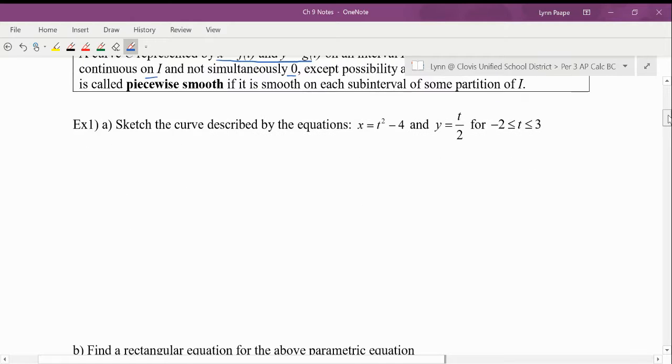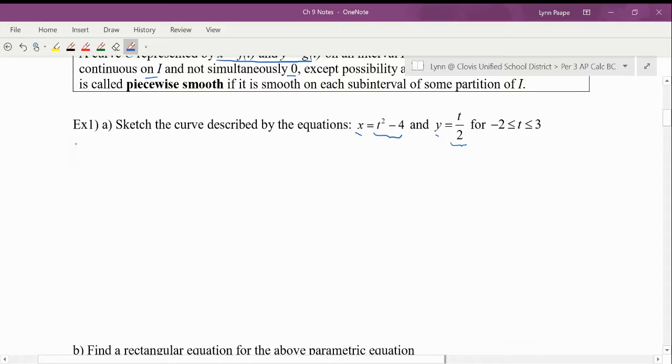So the first thing we're looking at is sketching a curve described by the equations x is equal to t squared minus 4 and y is equal to t over 2. So again, we have x is a function of t, right? And then y is a function of t as well. And so t is our independent variable, and it takes on the values from -2 to 3. And then x and y are going to be those values based upon that.